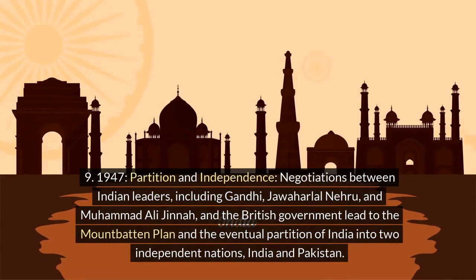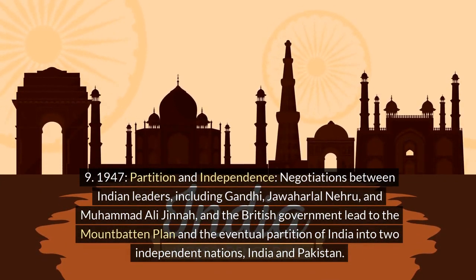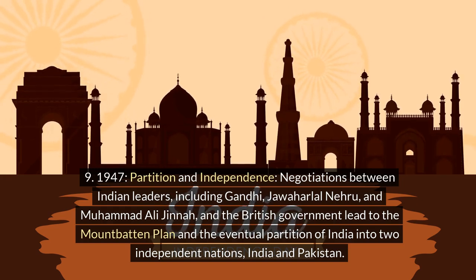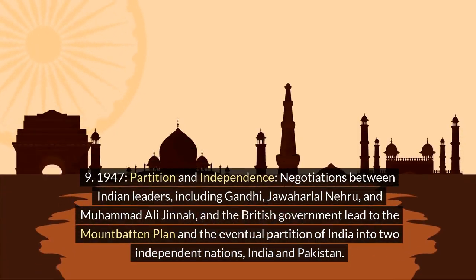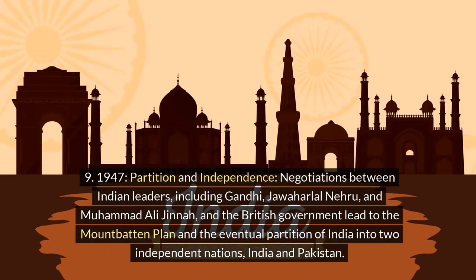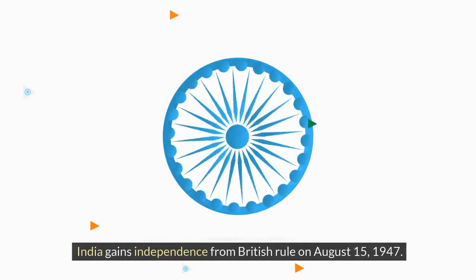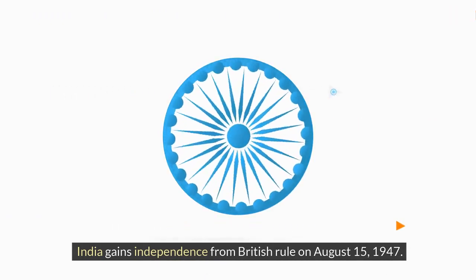9. 1947, Partition and Independence. Negotiations between Indian leaders, including Gandhi, Jawaharlal Nehru, and Muhammad Ali Jinnah, and the British government lead to the Mountbatten Plan and the eventual partition of India into 2 independent nations, India and Pakistan. India gains independence from British rule on August 15, 1947.